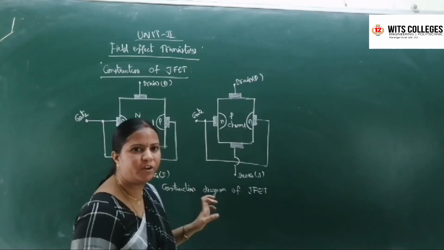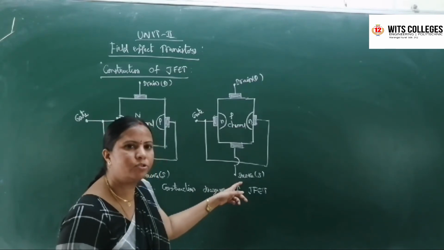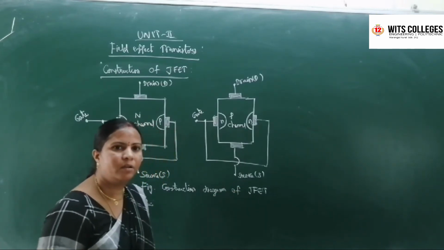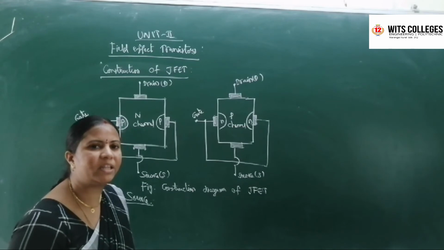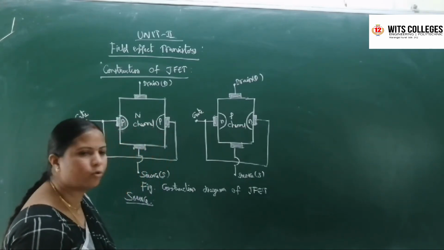Coming to the p-channel JFET, what are the majority carriers? Holes. Here holes are entering the source terminal. Okay? So what is the meaning of source terminal? The terminal through which majority carriers enter the channel is called the source terminal.